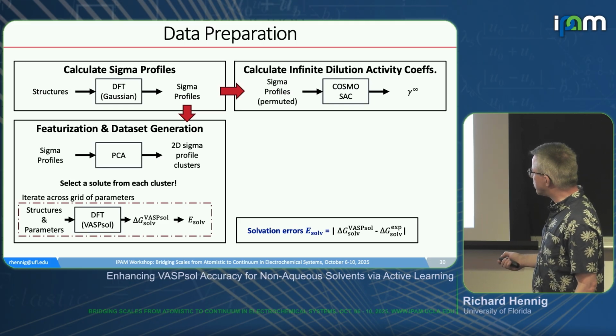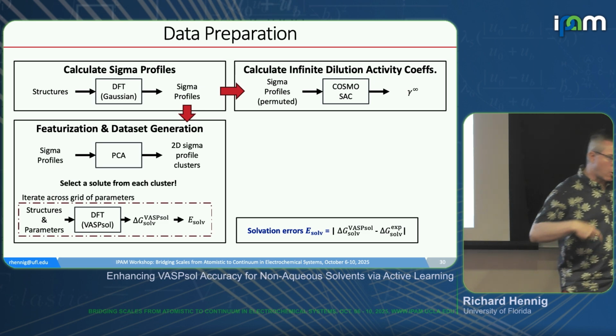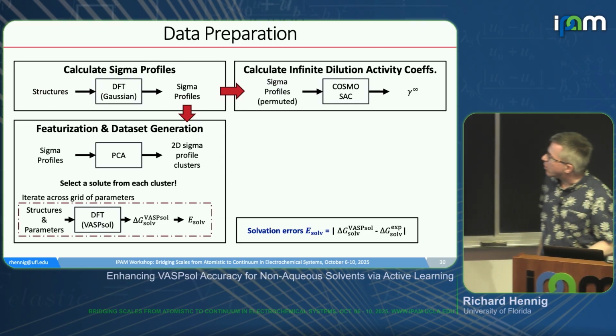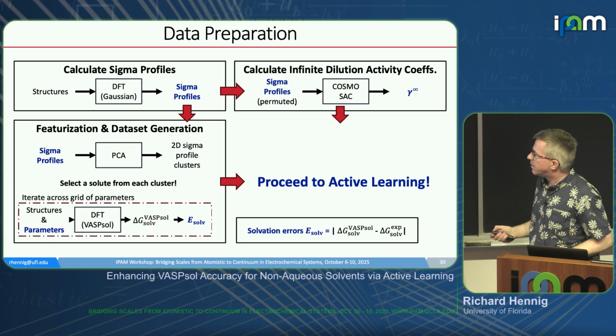This is the thing we're actually going to train. We're not trying to learn solvation energies. We just try to learn errors on the solvation energy. And then we're going to optimize and minimize that error using the parameters. And so those are the ingredients for our active learning model.